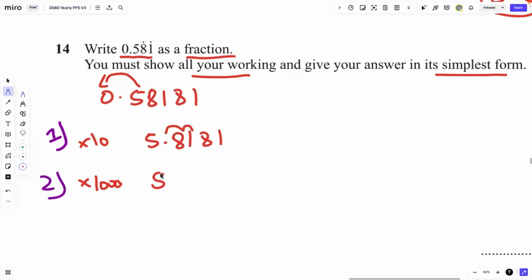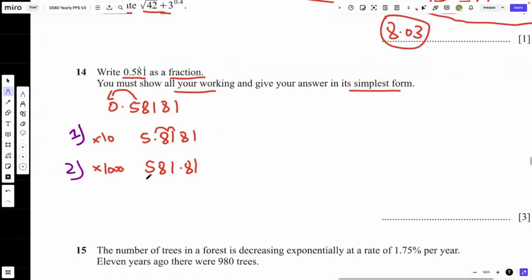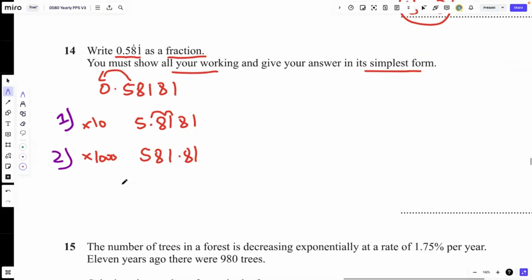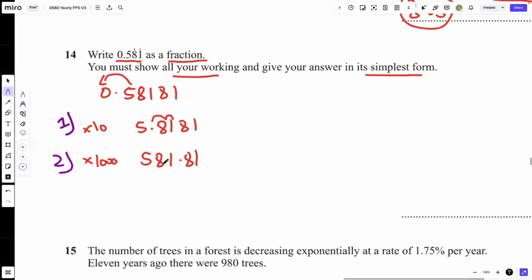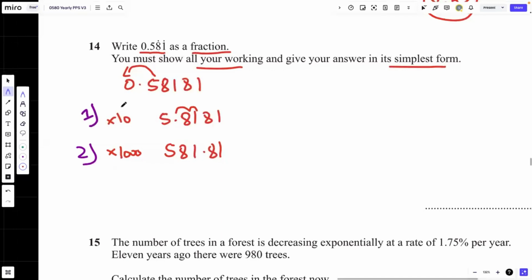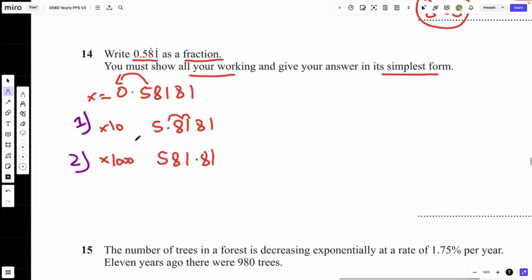And it would become 581.81 as you move the decimal place three units forward because of the three zeros. And now we have the value for, let's say this was x, so we have the value for 10x. This is the value for 10x, and this is the value for 1000x.